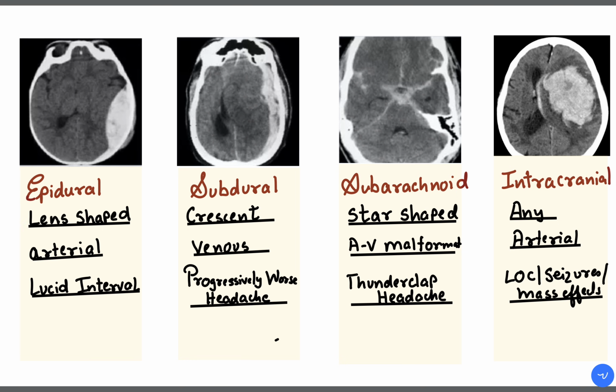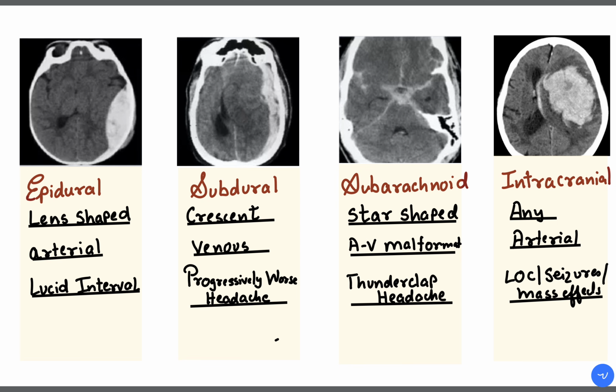The patient will be conscious and awake. He will himself reach the hospital, and on reaching the hospital he might then go into a state of unconsciousness. That is the lucid interval, typical of epidural hematoma. Differentiating it from subdural hematoma: subdural hematoma is a crescent-shaped hyperdensity as shown in this figure. The blood is venous, and the person will complain of progressively worsening headache over a period of time. With chronicity, this hyperdensity might turn into hypodensity, suggestive of chronic subdural hematoma.